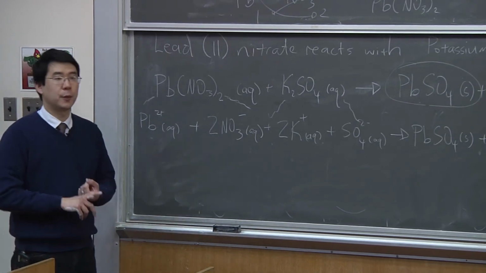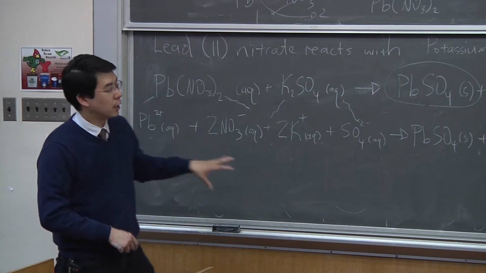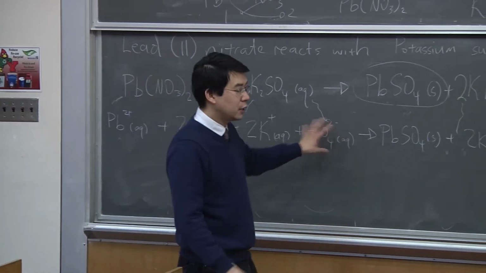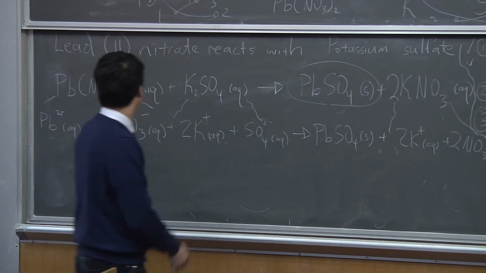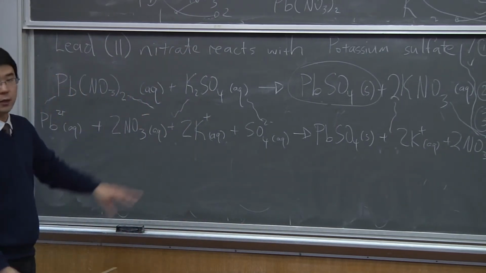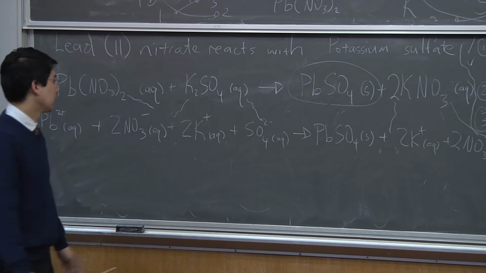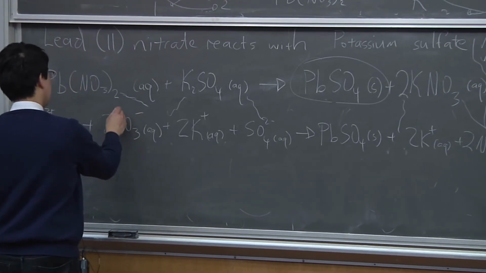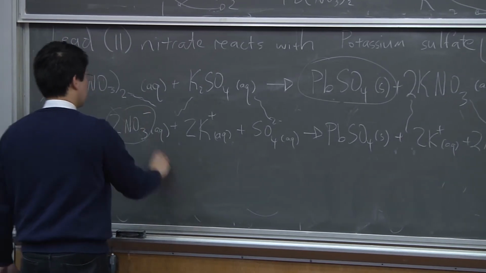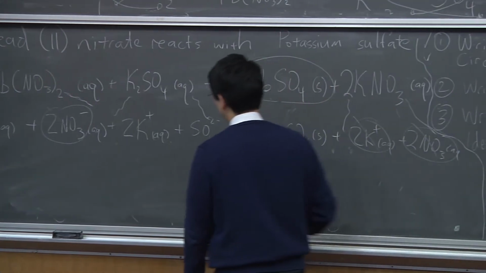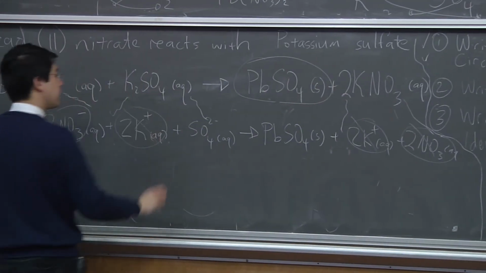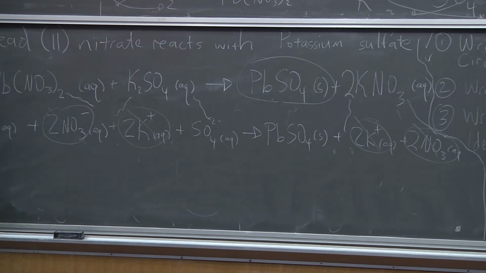So to identify the spectator ions, we're going to look on the left and look on the right, and see what hasn't changed, what is the same. And so what is the same on the left and the right here? The NO3 is the same, right? You have 2 NO3s and the 2 Ks, 2K plus. So those are the spectator ions. Right, the spectator ions don't change.